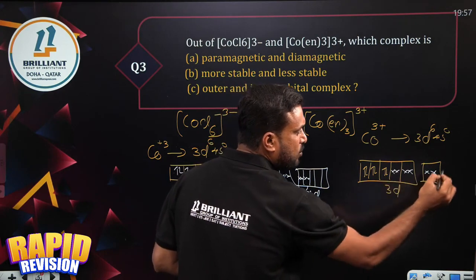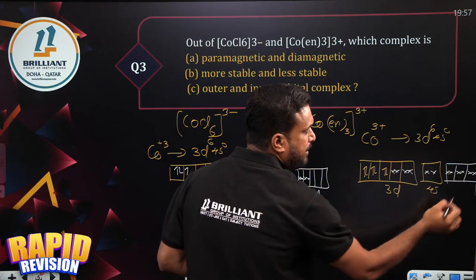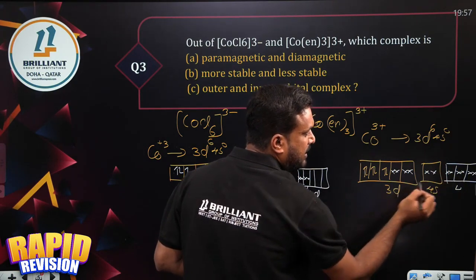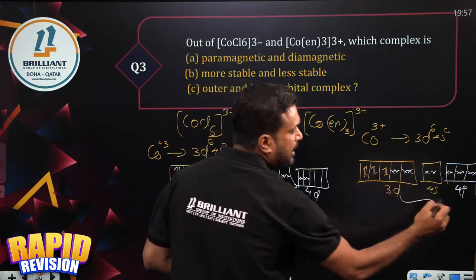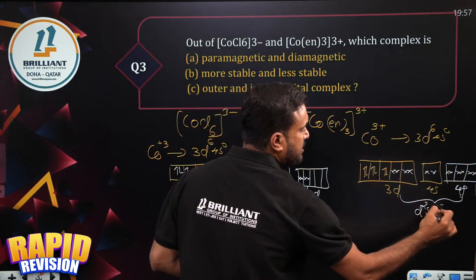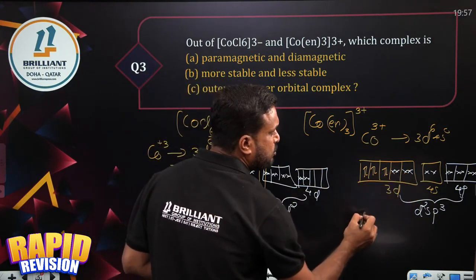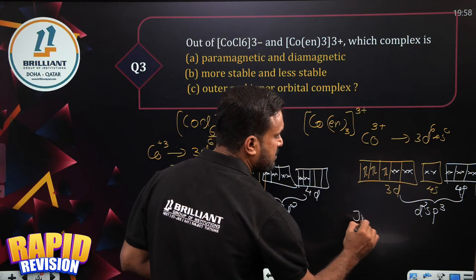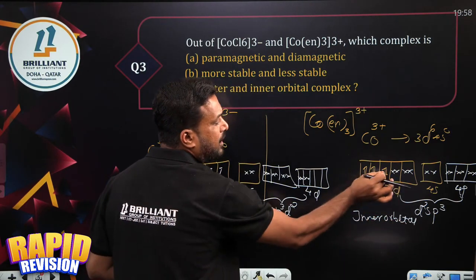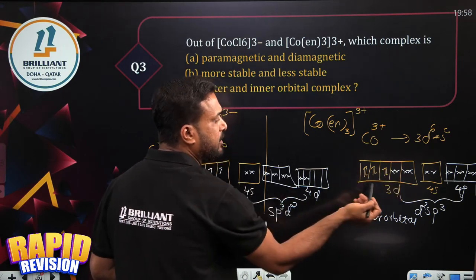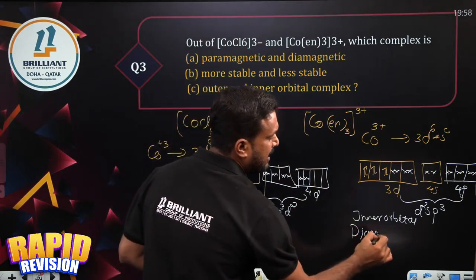So 2d I used, 1s I used, and 3p we can make use of for hybridization. This is 3d, 4s and 4p. Only the inner d subshell is used for hybridization. So what is the hybridization? d2sp3. So d2sp3 means inner d orbitals or inner d subshells are used, means it is an inner orbital complex. Inner orbital complex. Here none of the electrons are unpaired. All electrons are paired means you know that it is diamagnetic. So diamagnetic.